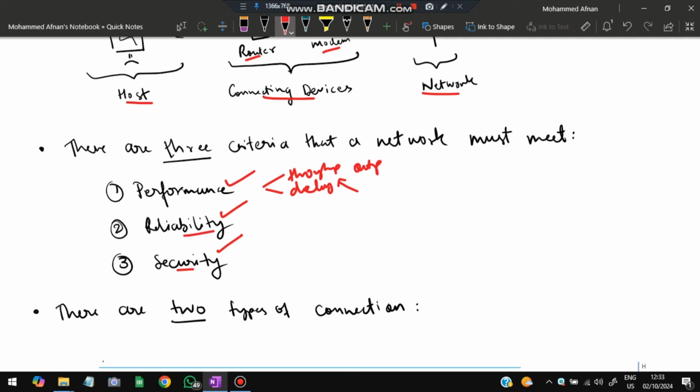And security means whether the system is not allowing unauthorized access and is blocking viruses and the people who are not eligible to access the system, so that for them it is not allowed. Whether those kinds of things are present or not, that is called security. So our network should ensure performance, reliability and security.